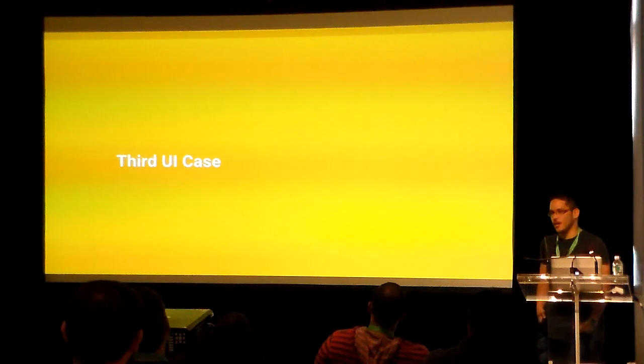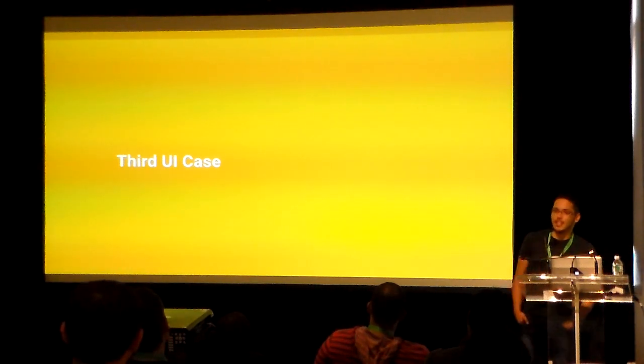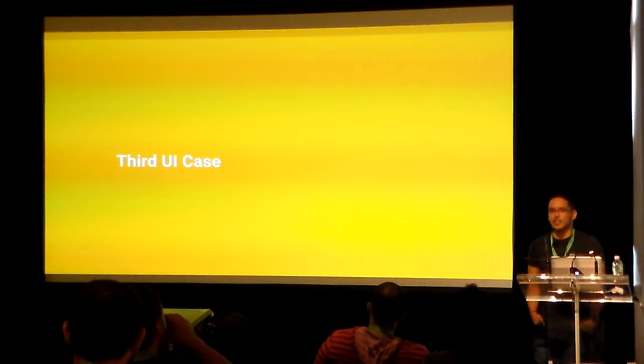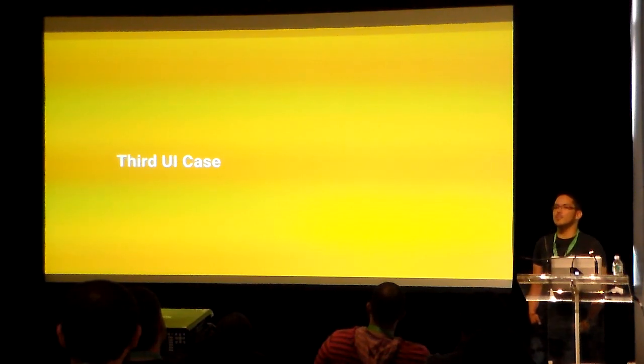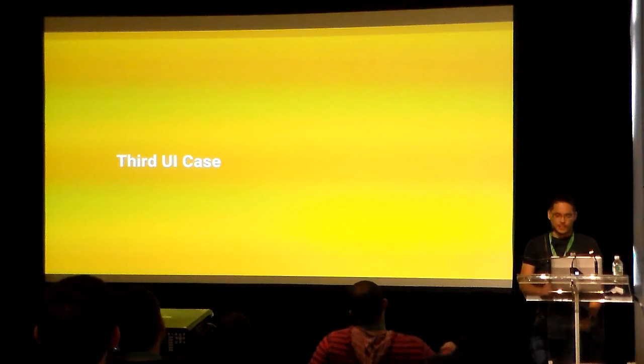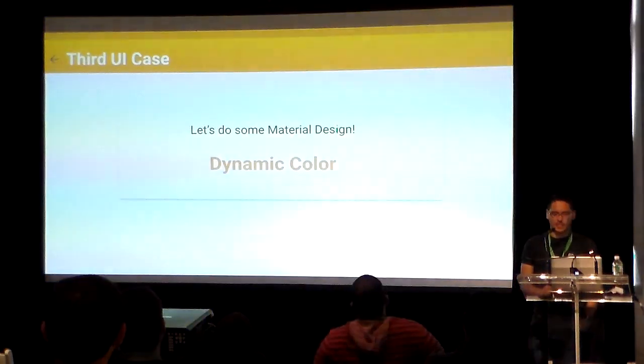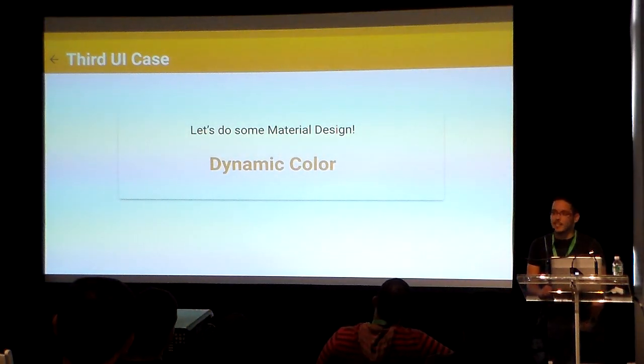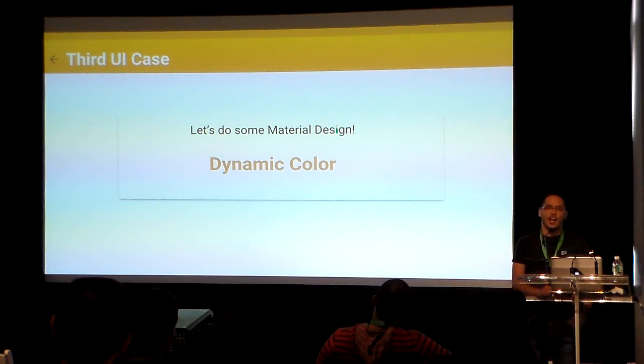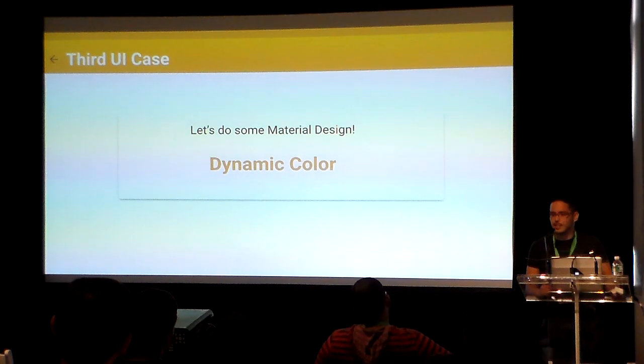Let's go to our third UI case. So now we're going to get a little bit more complex. Say you want to bring a little bit of material design to your app. One of the things that material design says is, let's have dynamic colors. And dynamic colors, like Kevin Grant talked about yesterday in his presentation, which was very interesting too, are something very nice and can really bring color and life to our application.